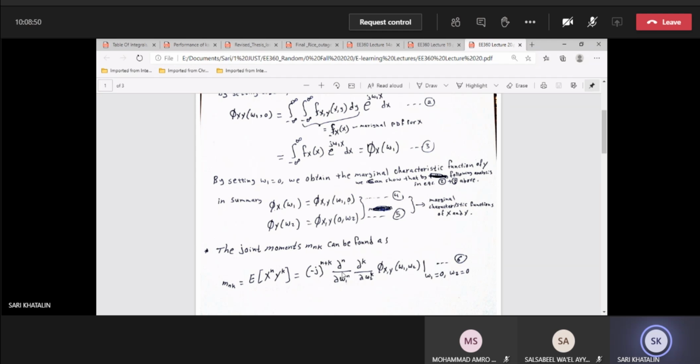So you do the partial derivative with respect to omega 1 first, and then after that, with the result, you do the derivative with respect to omega 2, and then set omega 1 and omega 2 to 0. So really, nothing new. Like I said before, in order for you to understand chapter 4 and chapter 5, you would have to understand chapter 2 and chapter 3, because they are very similar. The only difference is we are dealing with two random variables here instead of one.